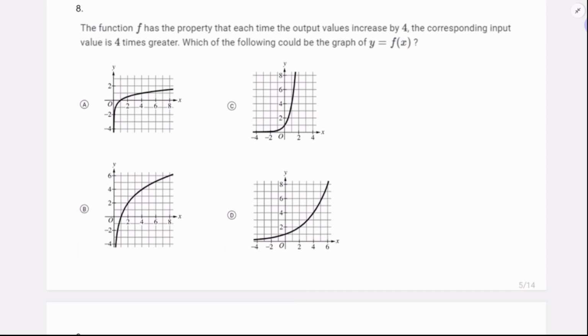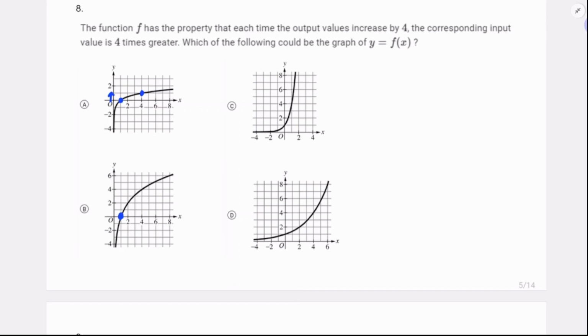So what I'm going to do is I'm going to say, all right, well, each time the output values increase by 4, okay, well, I'm having a hard time on A seeing a place. Okay, the only grid intersection for the outputs I'm seeing is right here and right there. But that's not increasing the output by 4. Output is Y. That only increased by 1. Okay, so I'm thinking it's got to be B.